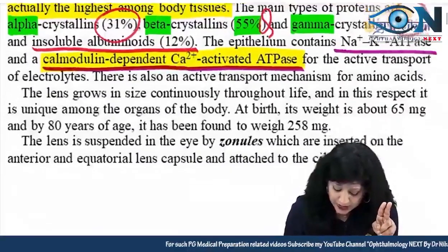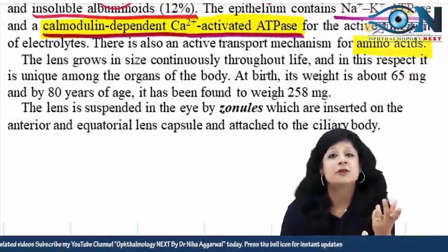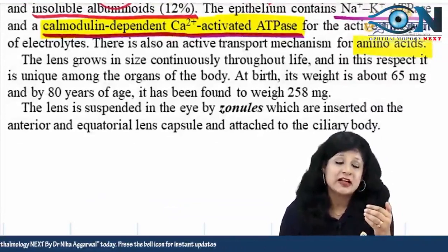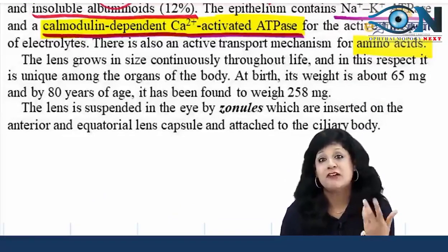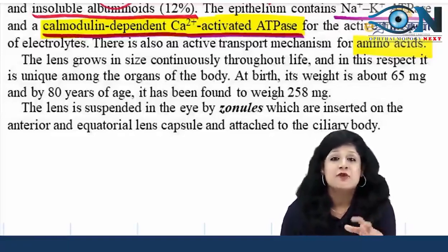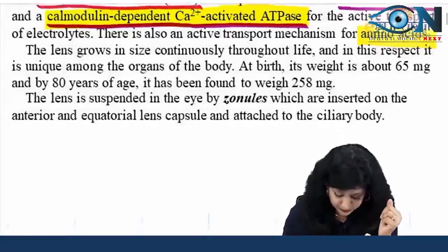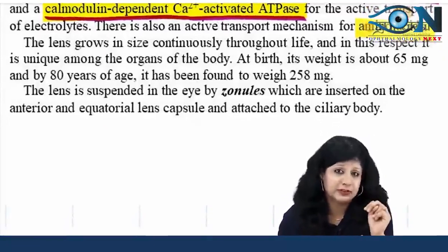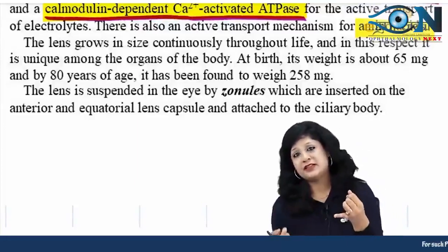There is also an active transport mechanism for the amino acids, because why? We have amino acids. Due to aging, the proteins are breaking down. We know the lens is mainly proteinaceous in nature. We will have amino acids, and amino acids will be taken up by active transport. Okay. Then the second important thing: one is that among the body tissues, the lens contains the maximum amount of proteins.